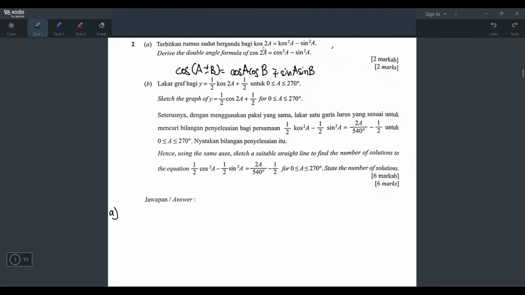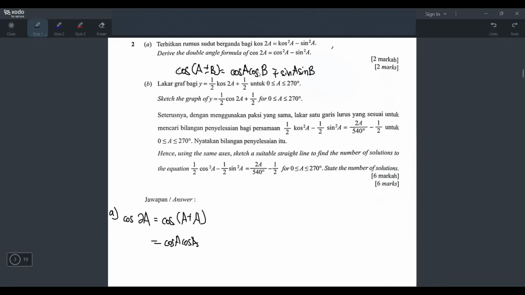Okay, let's try to derive cos 2a, right? So I'm going to write cos 2a. And then what I'll do here is change the cos 2a to cos a plus a, because I want to use the addition angle, right? But if you look at the addition angle, the angle is a plus b, but now mine is a plus a, right? It means my formula will be, instead of cos a cos b, cos a cos a, because I write this one must be a.